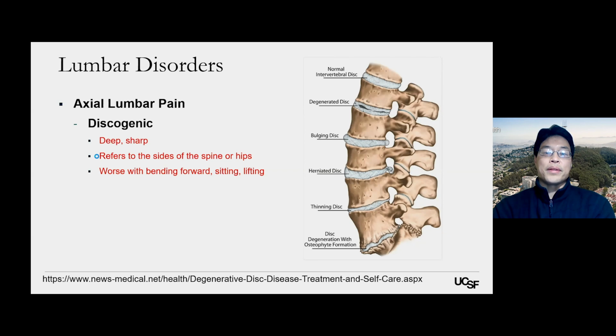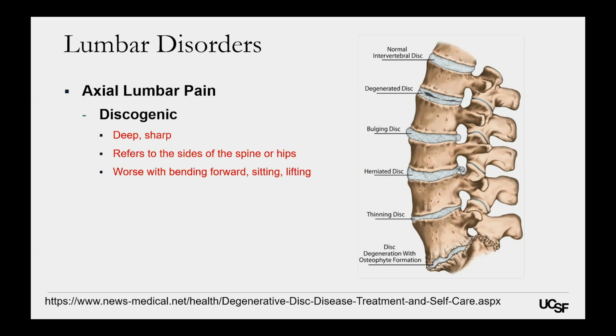Disc pain can be one source of pain that really occurs right at the midline or along the sides of the spine. It can be associated with any strain or injury to the disc, including the occurrence of a disc bulge or herniation, as well as the process over time of disc degeneration. Pain can be felt as deep and sharp and refer sometimes to the sides of the spine or to the flanks or even to the hips. Pain is aggravated by flexion, like bending forward in a seated position or even lifting.